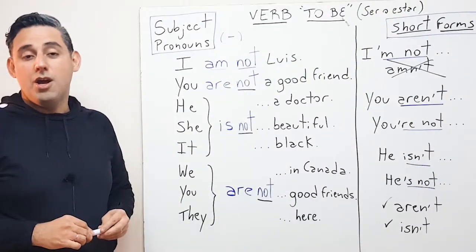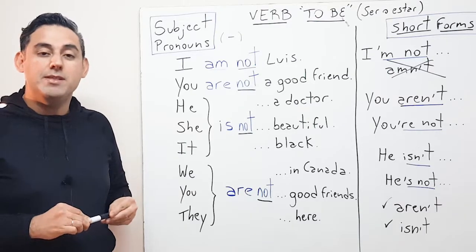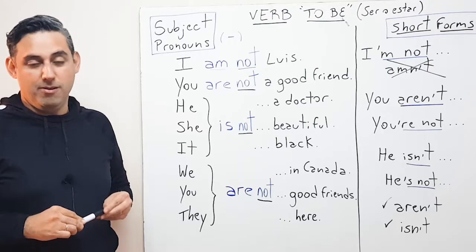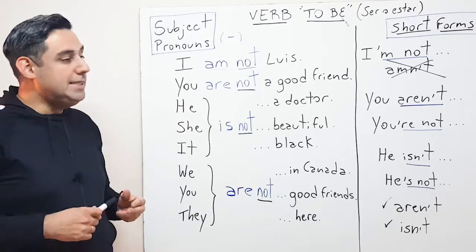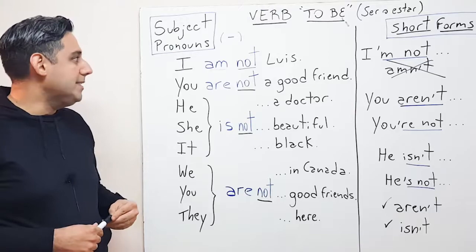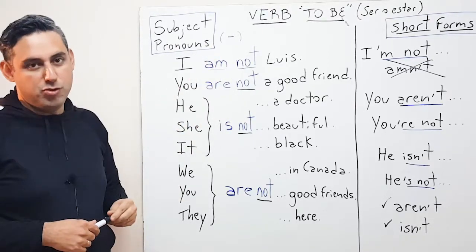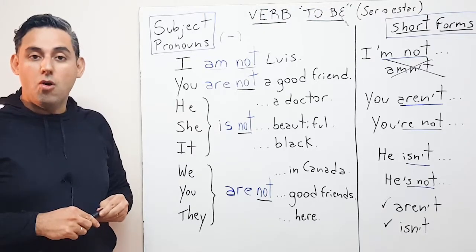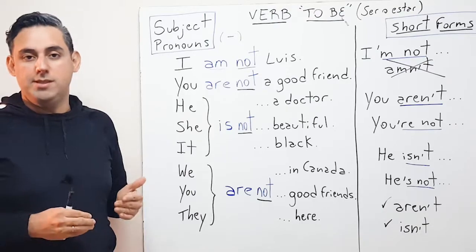Okay, very good. What is it that we have just seen? We have just seen the affirmative form of the verb to be, okay? How we make the statements. But in this case, what we are going to revise now, what we are going to learn actually, is the negative form of the verb to be. A moment ago, I said, I am Luis, or I'm Luis, okay? And this is a positive statement.